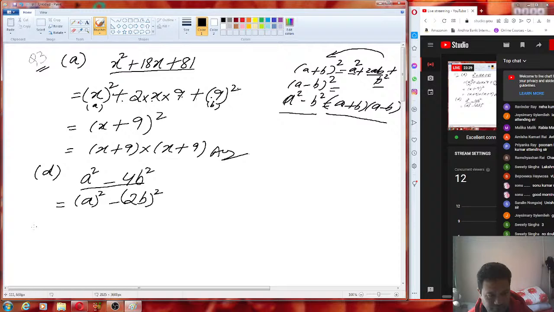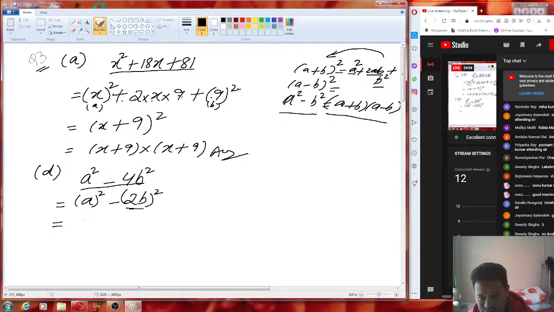I hope you got it. I'm going a bit slow now. Once again, your 4 is the square of 2. So that's why we have to write 2, then b, whole thing square. So (2b) whole square is nothing but 4b square. So when we get it in this form, your a is that a only, and your b actually is 2b. Remember, in that formula.